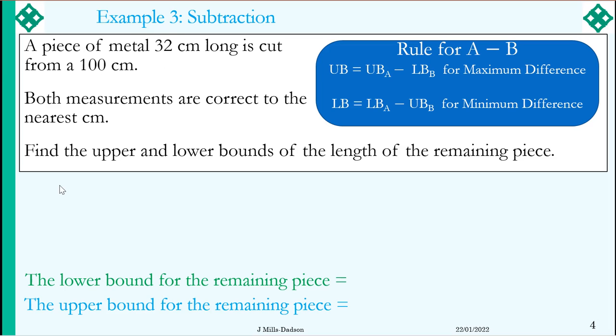But we're going to work it in bounds. Both measurements are correct to the nearest cm. Find the upper bound and lower bound. So 100 minus 32 is the original question. What will be the lower bound? What will be the upper bound?